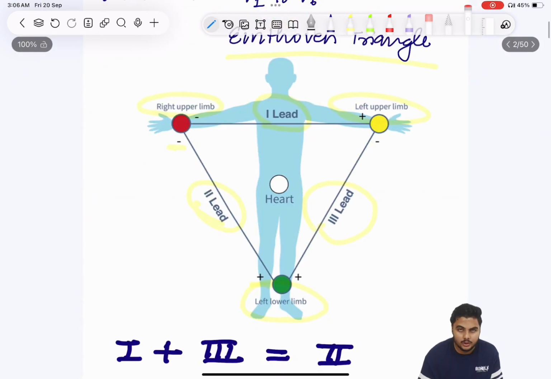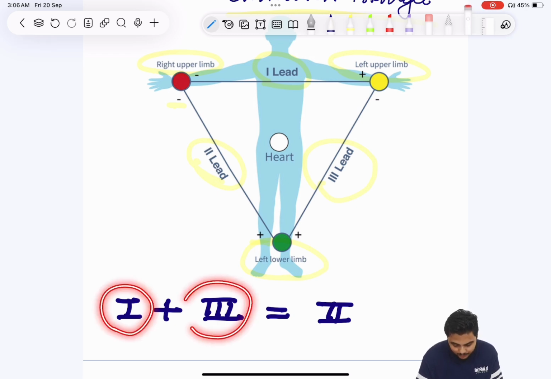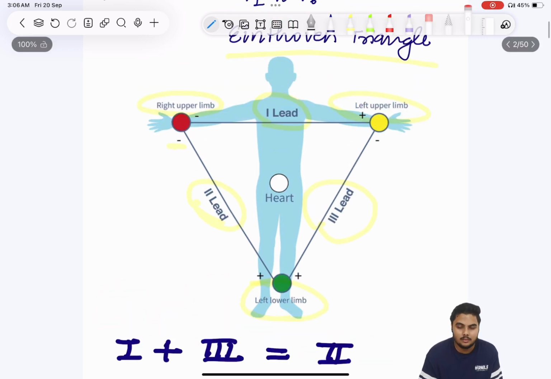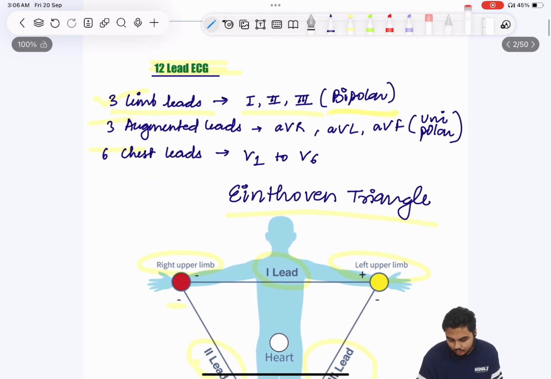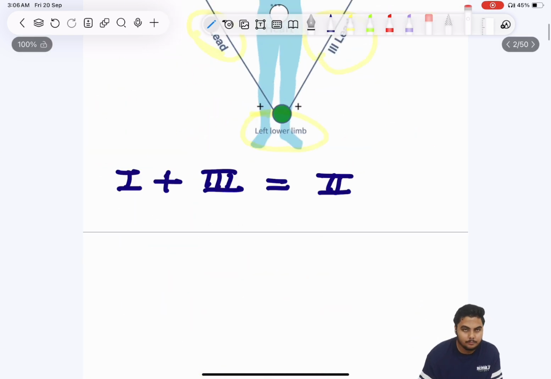One thing I forgot to mention, guys, there is a formula which was given by Einthoven, which states that the sum of the amplitude of lead 1 and lead 3 equals lead 2, right? So this is just a formula you need to remember. It may be asked in the exam, right? Now, we talked about three limb leads and three augmented leads. Now, we're going to talk about six chest leads, which are V1 to V6.